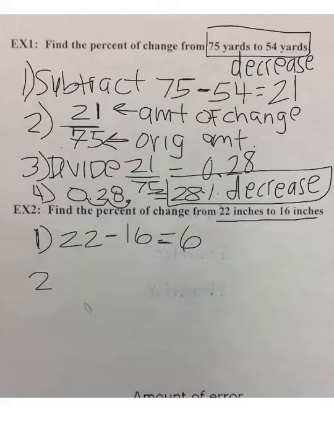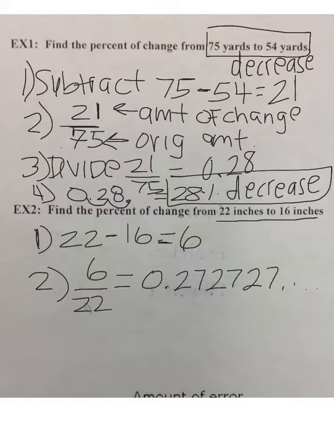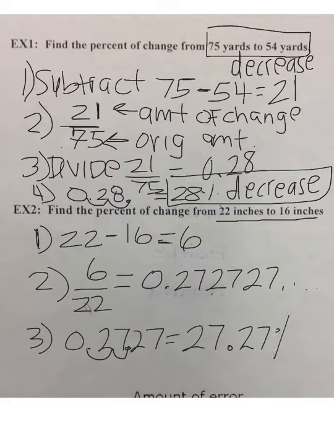Second step, you're going to put the amount of change, which is 6, over the original amount. The original amount is 22, because that's what we started with there. And then I'm going to divide. When I punch 6 divided by 22, I'm going to get 0.272727 on and on. So step 3 is I want to change this decimal into a percentage. To change that into a percentage, I go to the right, and so that's a percentage of 27.27% repeating. And again, it was a decrease.